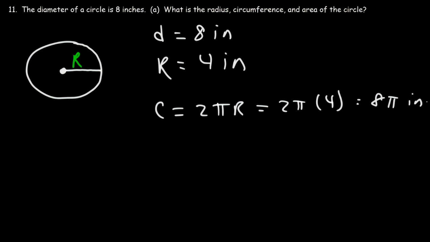Now, if you're going to plug in pi, I'm going to use the exact value of pi, 3.14159, and some other numbers after that.